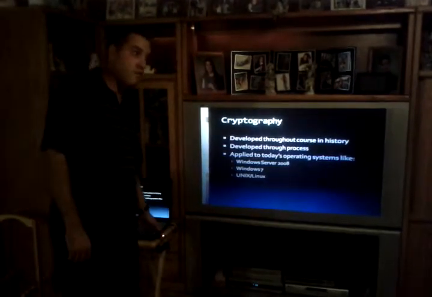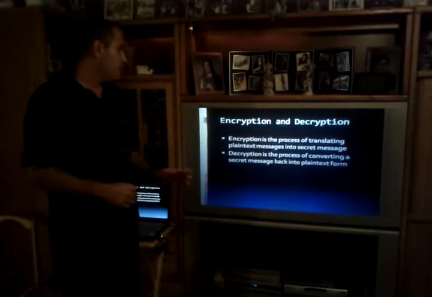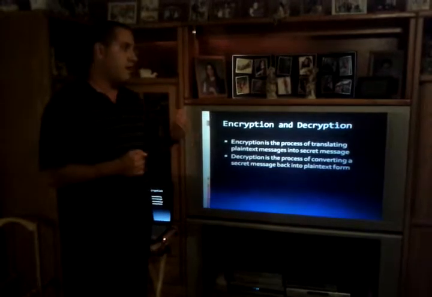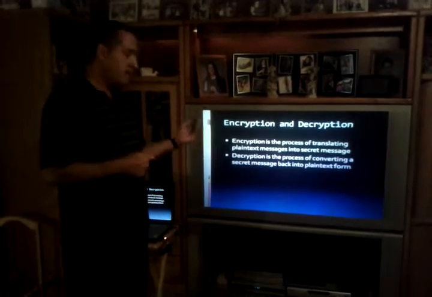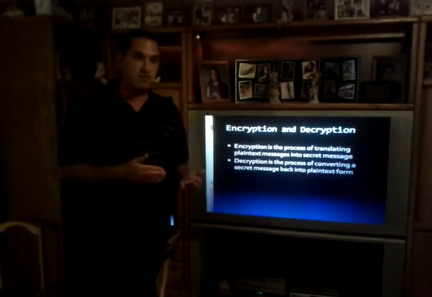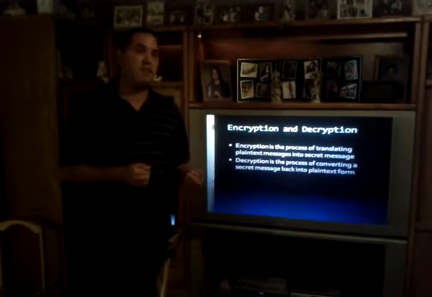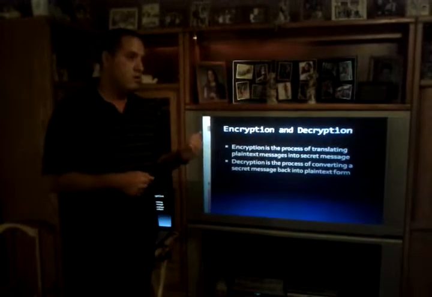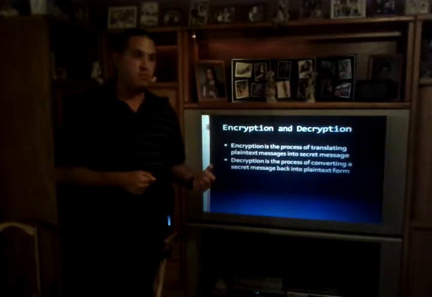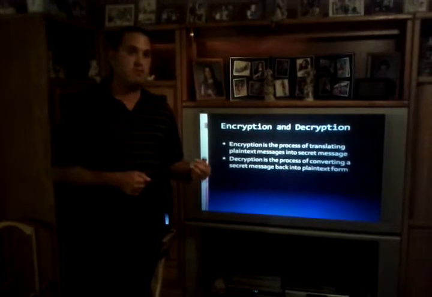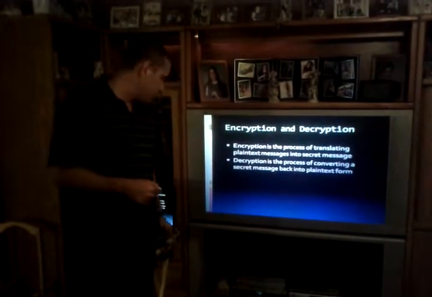Let's talk about the history. Before I get into the history, let's talk a little bit about the process. Encryption is the process of translating a plain text message into a secret message, while decryption is the process of converting a secret message back to its original plain text form.